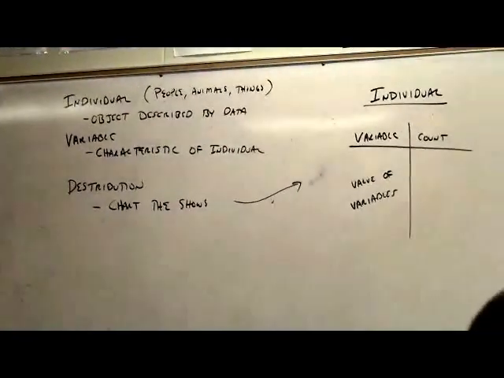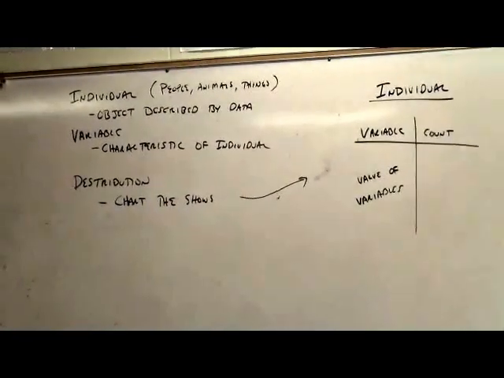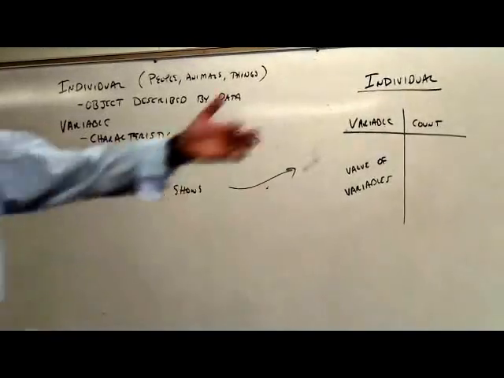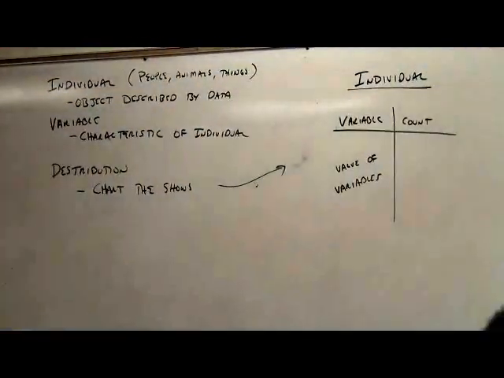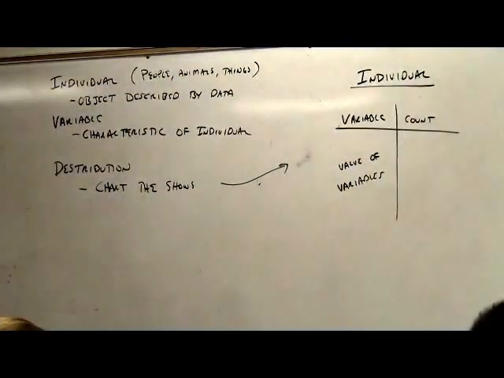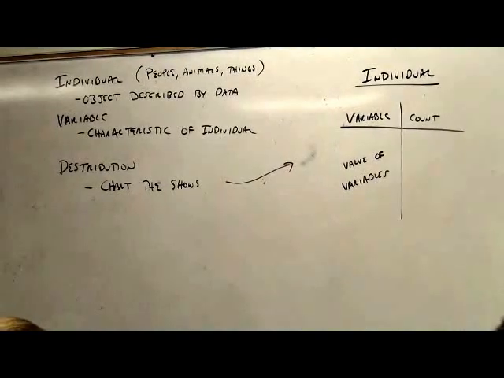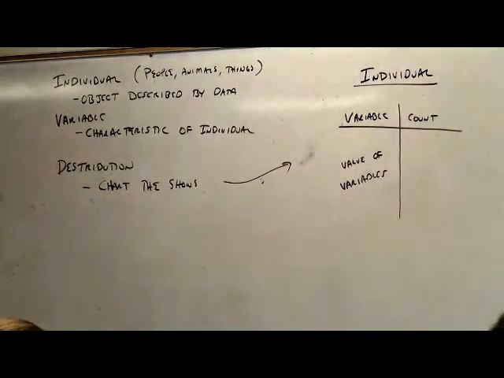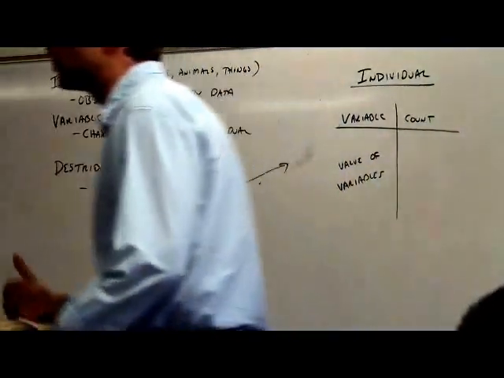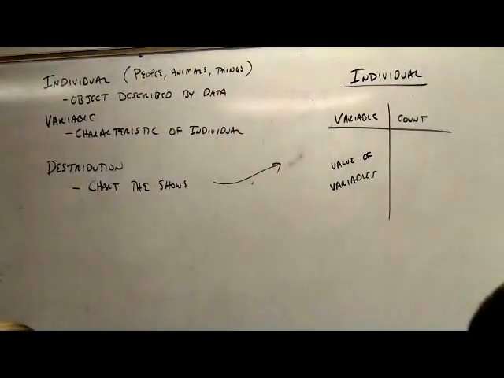Now, the variable is, what about that person are we looking at? We want to know how tall they are, their IQ. In this case, we wanted two things: what their test grades were, and also their gender. So we're actually looking at two different things in this particular problem. But the variable is what's of interest to you for that individual.